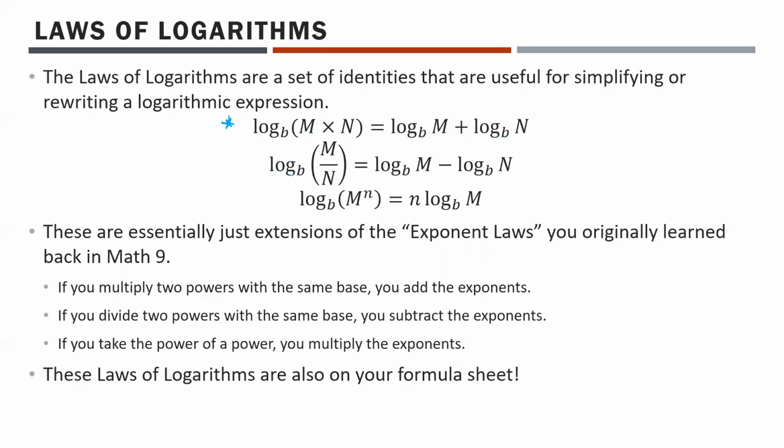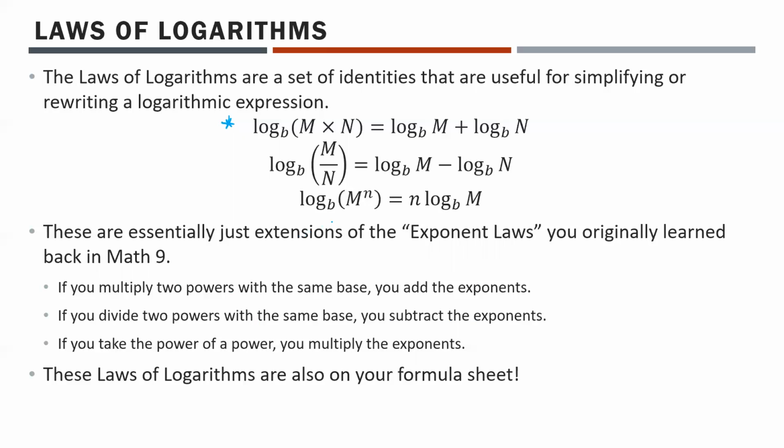Now the other one is log base b of m divided by n is, as you probably could guess, log base b of m minus log base b of n. So if you were to take this log and split it into 2 logs, you'd be subtracting them when you're dividing inside the logarithm itself, or vice versa, right?